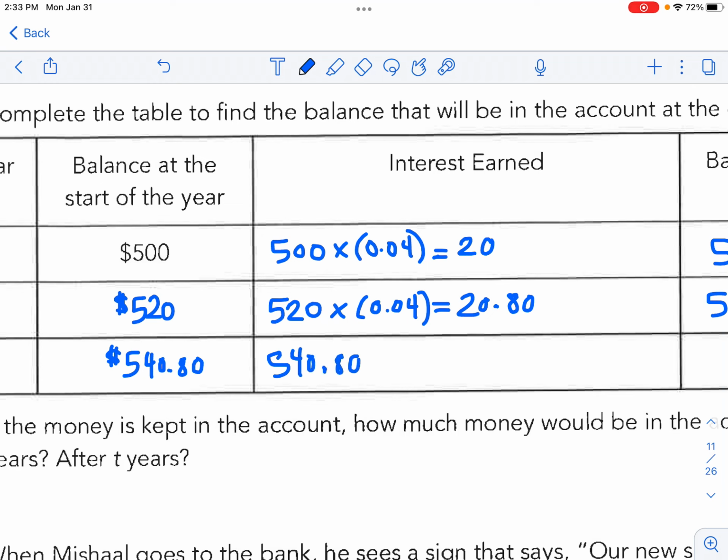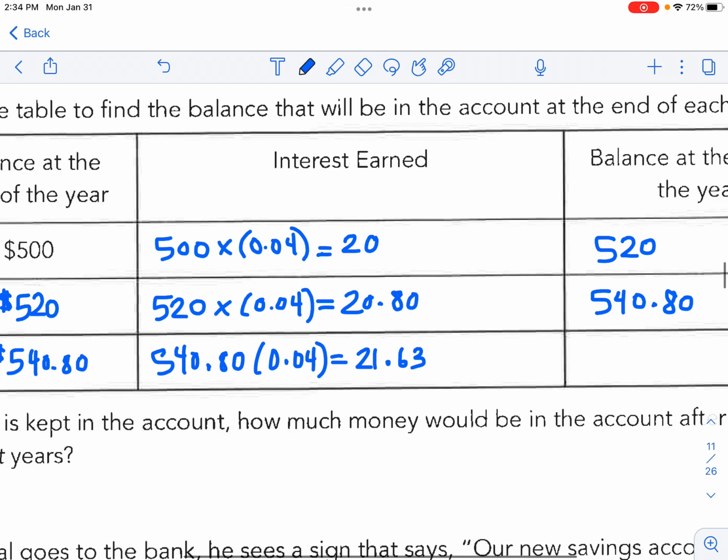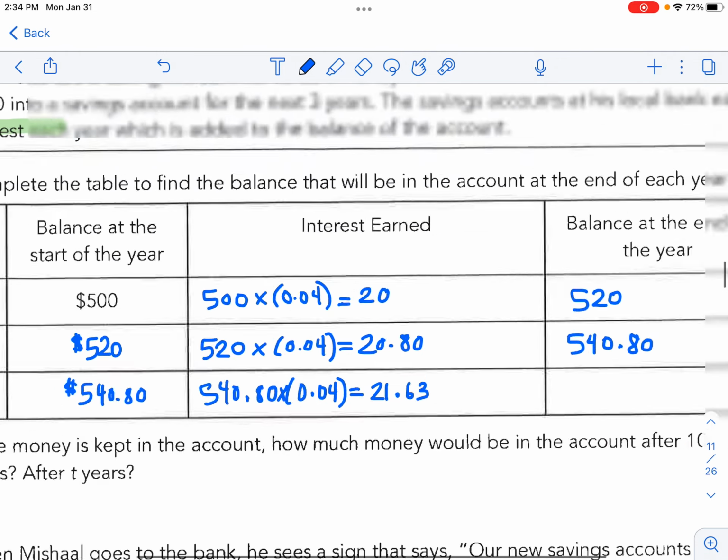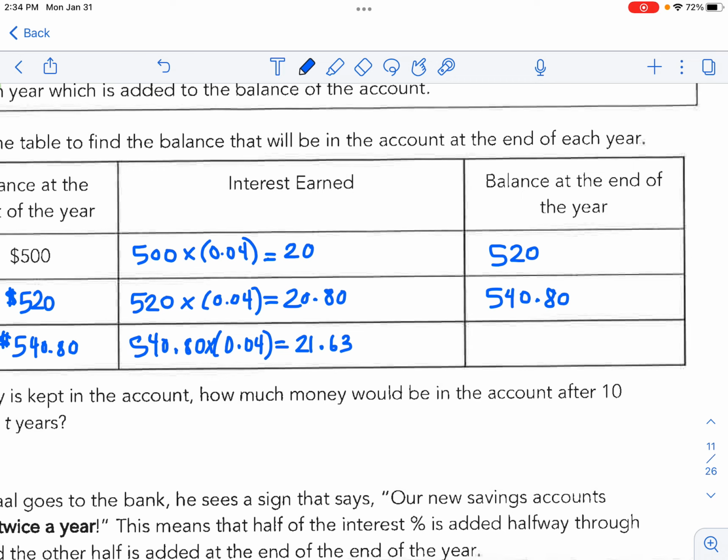And that $540.80 at the beginning of year 3, as we keep this in here for 3 full years, is going to earn 4% interest. And so the interest that we earn in year 3 is going to be $21.63. I should put a multiply sign there, times, there we go. And so adding that $21.63 to the total is going to be $562.43. So if you notice, over the course of 3 years, we have $62.43 more.